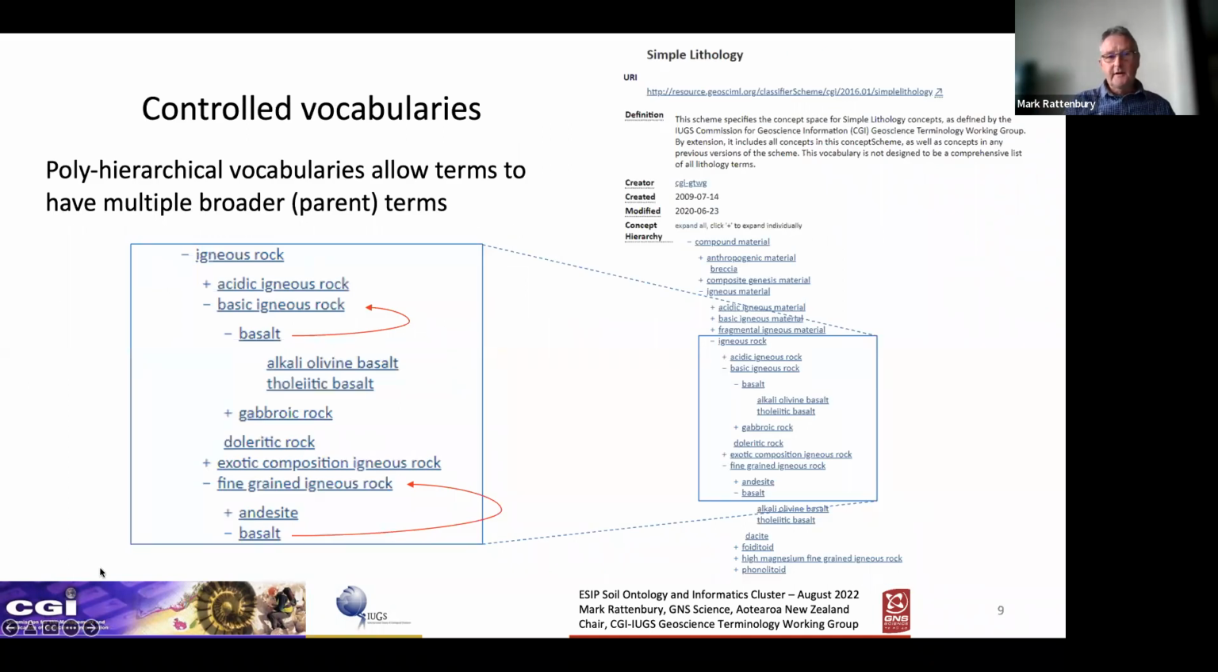You can also have polyhierarchical vocabularies, and this is where you can have a rock, for example, which has multiple parents. Basalt has a couple of subcategories listed there, but it's also got a couple of parents potentially. In this case, we've got basic or mafic igneous rock, and we've also got something which is more texturally based, around the grain size. So it's a fine-grained igneous rock. Vocabularies can be quite complicated in terms of not only what their children terms are, but they can also have multiple parents. Next slide.